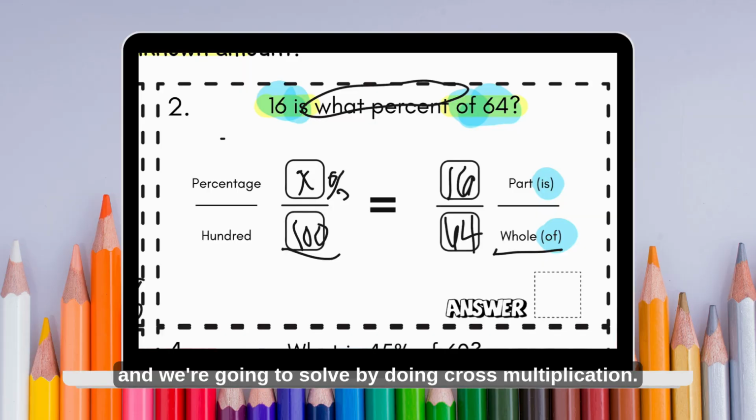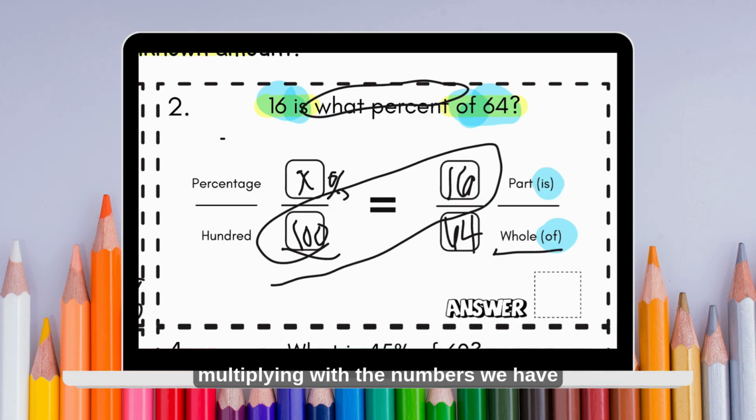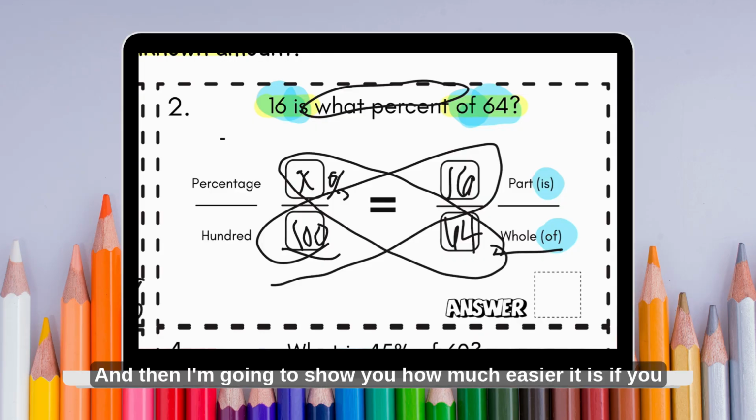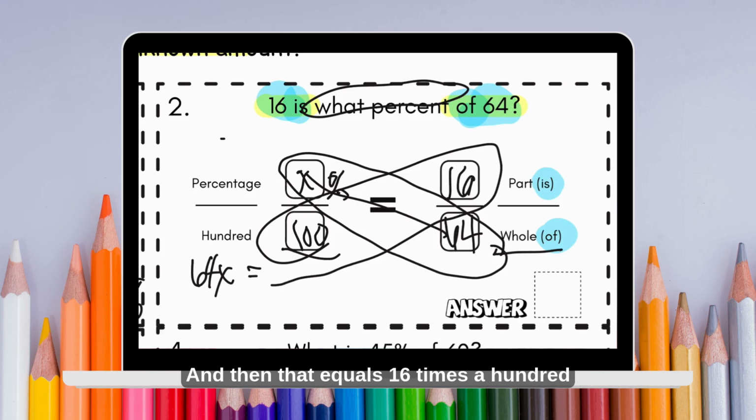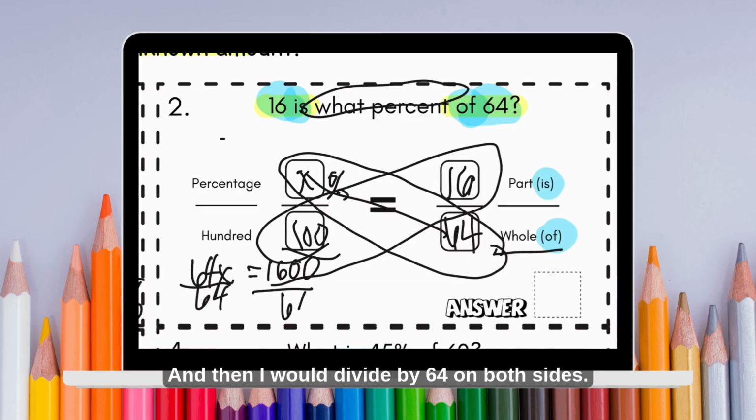And we're going to solve by doing cross multiplication. I'm going to solve it first by multiplying with the numbers we have here, and then I'm going to show you how much easier it is if you simplify before you multiply. If we cross multiply, x times 64 gives us 64 times x, which is 64x, and that equals 16 times 100, which is 1600. Then I would divide by 64 on both sides.